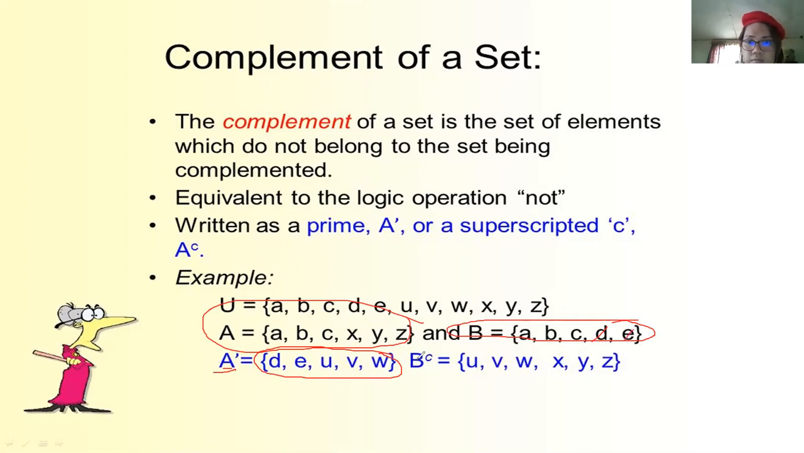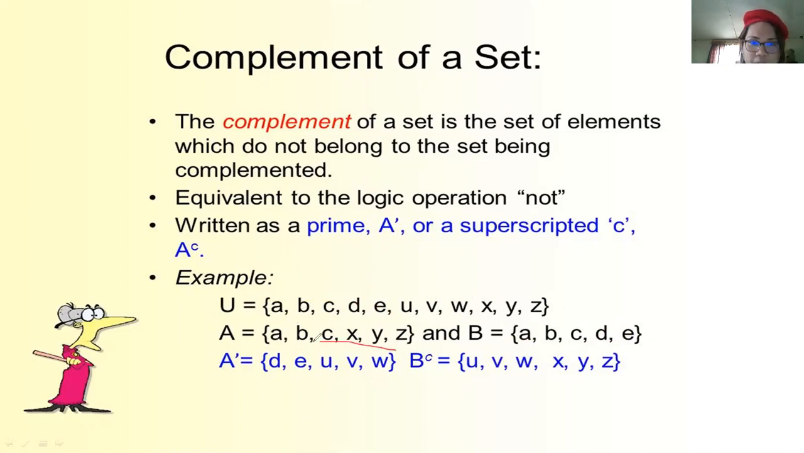U, D, E, U, V, sorry. Why did I encircle the B? Tulugon na si sir. I'm just joking.